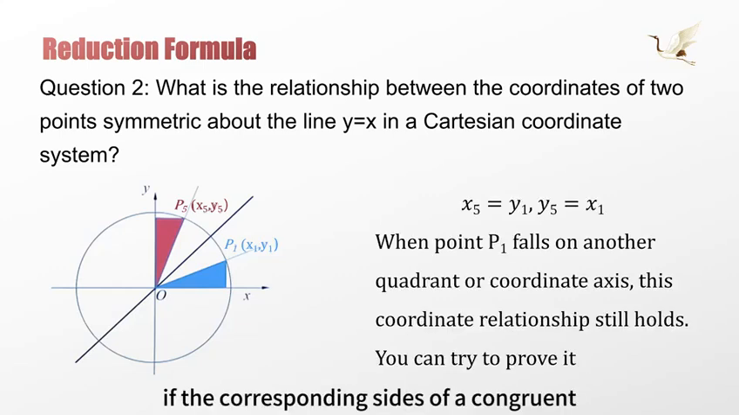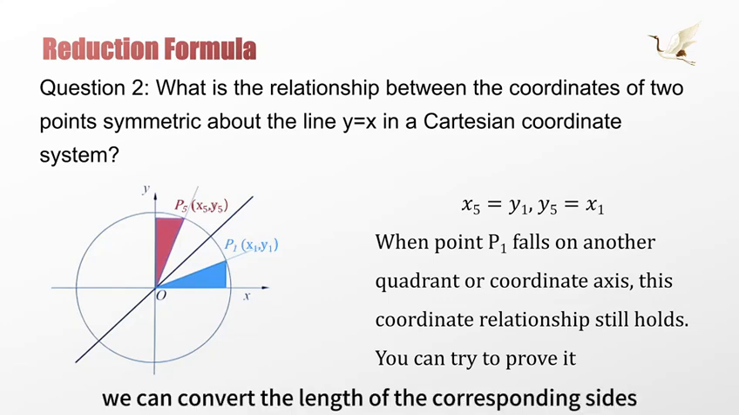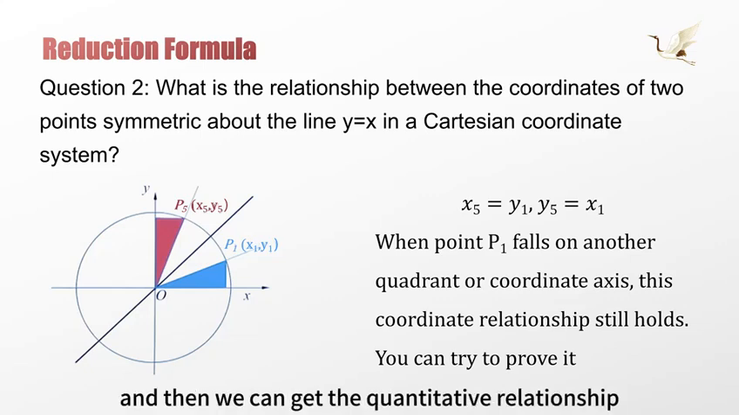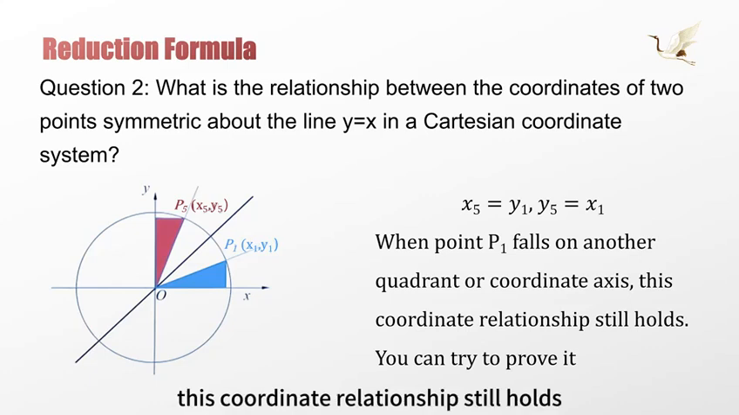after the perpendicular line segments are congruent. Since the corresponding sides of congruent triangles are equal, we can convert the length of the corresponding sides into a coordinate relationship, and then we get the quantitative relationship that x5 is equal to y1 and y5 is equal to x1. When point P falls on other quadrants or coordinate axes, this coordinate relationship still holds. You can try to prove it after class.